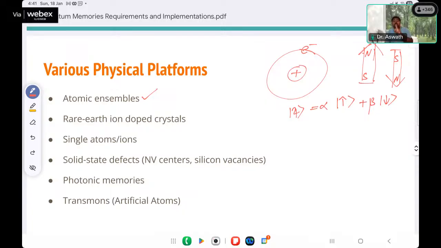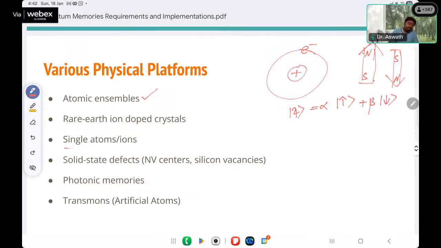It is rotating on its own axis. So this is how we can realize the quantum memories at a quantum level. There is something called rare earth ion doped crystals. Within those crystals, I can dope some rare earth ions, and those ions will have a superposition state. From there, I can realize the qubits. We will show a little bit briefly about those things in our later slides.